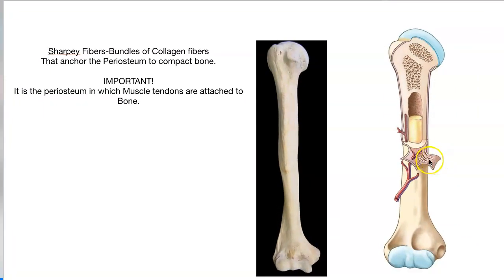Very, very important that these are strong attachments. Because you're going to find out that it is the periosteum that muscle tendons are going to be inserting into. The muscle tendons are inserting into the periosteum. So when the muscle contracts, it is the periosteum that it is pulling. So that periosteum has to be anchored real well into that compact bone.